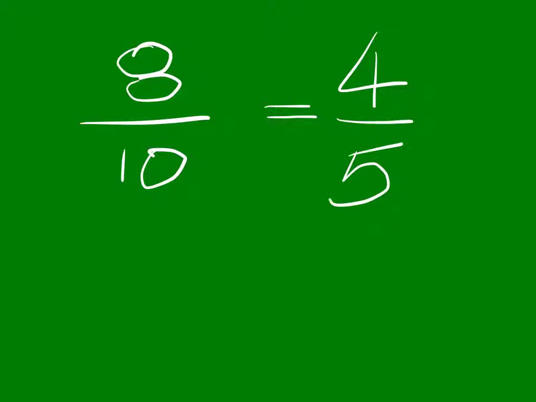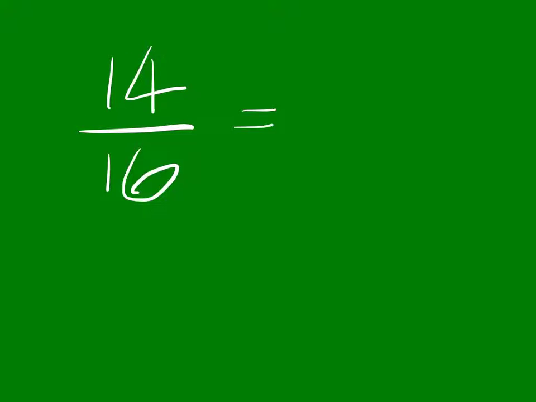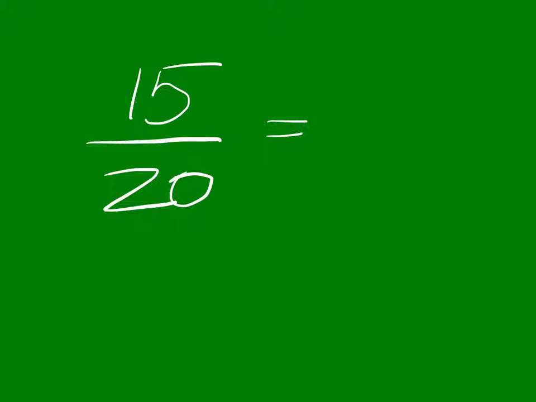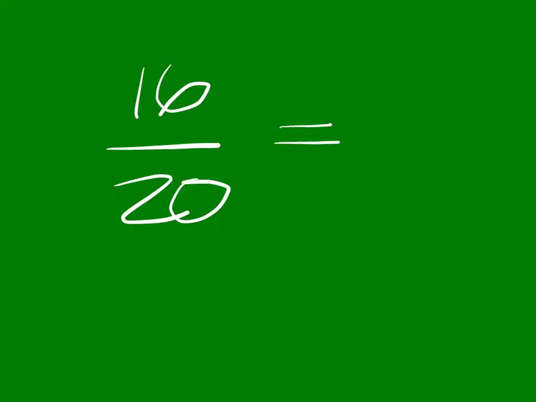1, 4. 4 over 5. They're both divisible by 2. 5, 6. 7. 3, 4. 4, 5. 2, 3.